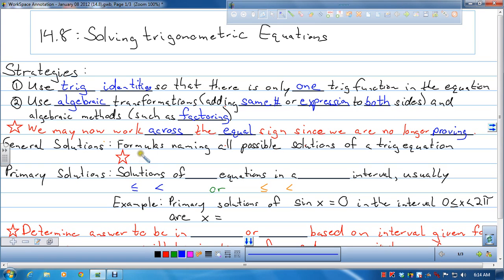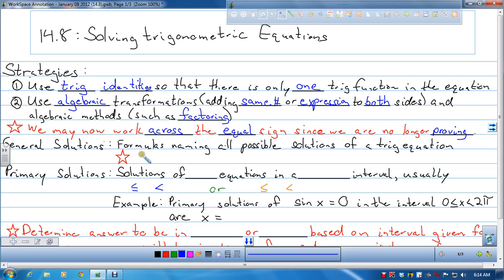Alright, now the difference between general and primary solutions. Primary is what the actual answer that you get is going to be. So we'll either have one or two primary solutions depending on what trig function you are dealing with. A general solution just states that you're going to get the answer that you get plus all of the other possible solutions, which are the angles that are coterminal with those angles.